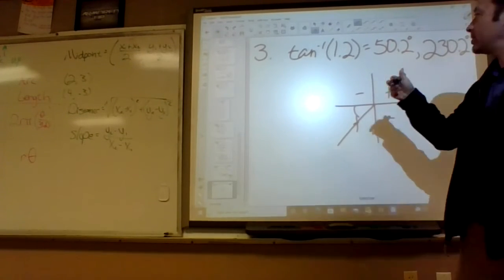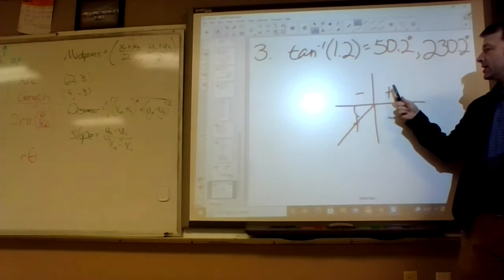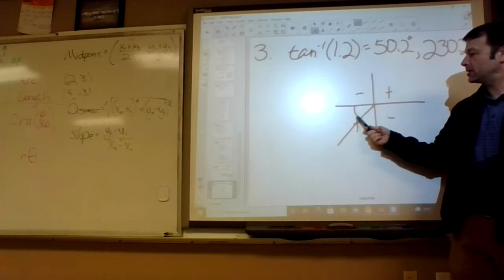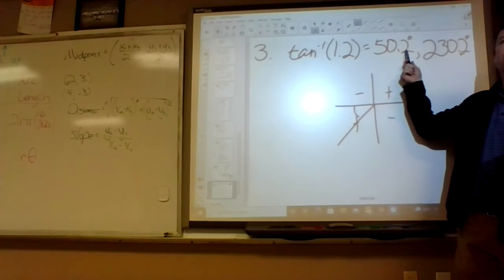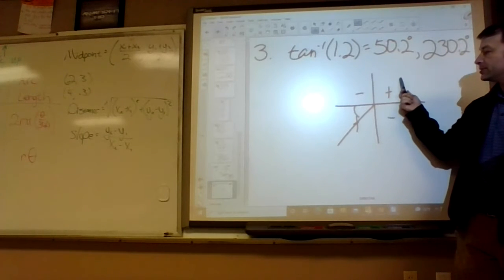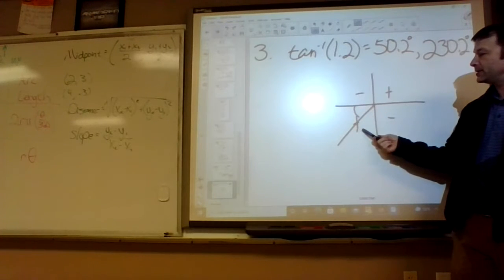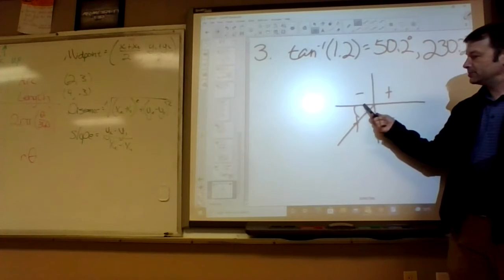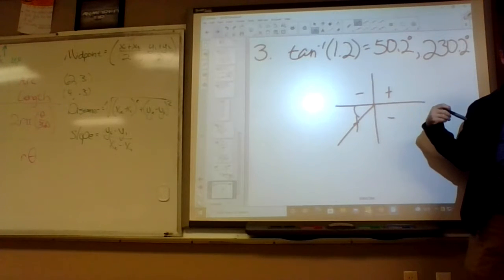Okay, on number 3, it gave us a positive 1.2. So where's tangent positive here and here? The first answer they gave us was a first quadrant answer, so we just kept that for one of our answers. And then the third quadrant answer, tangent is also positive down here, so we did 180 plus 50.2. It's like a reference angle thing.